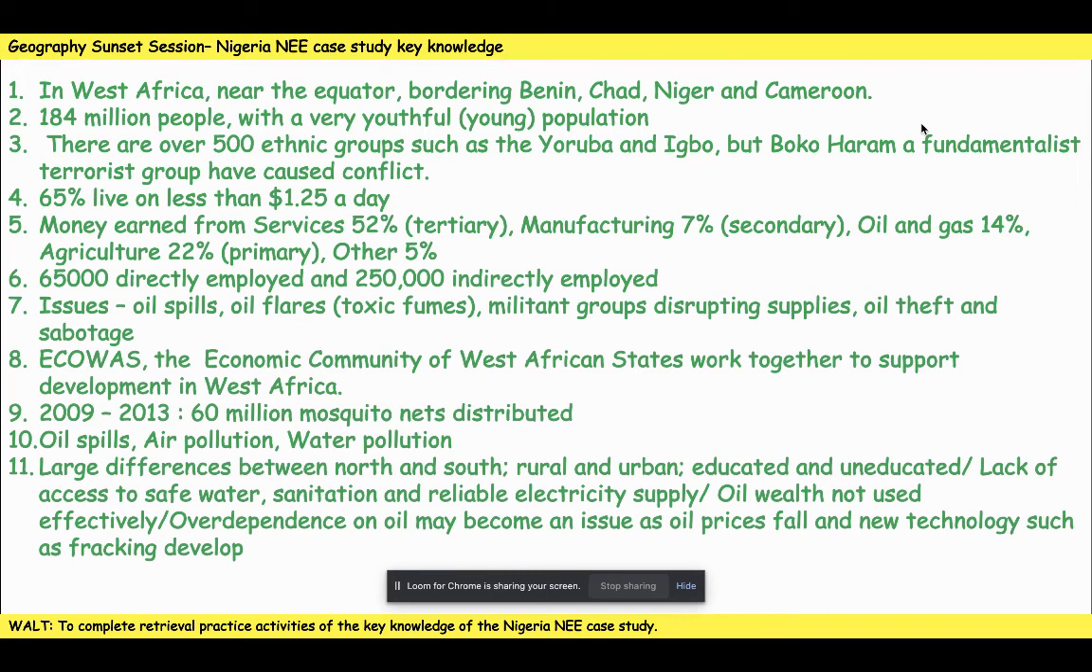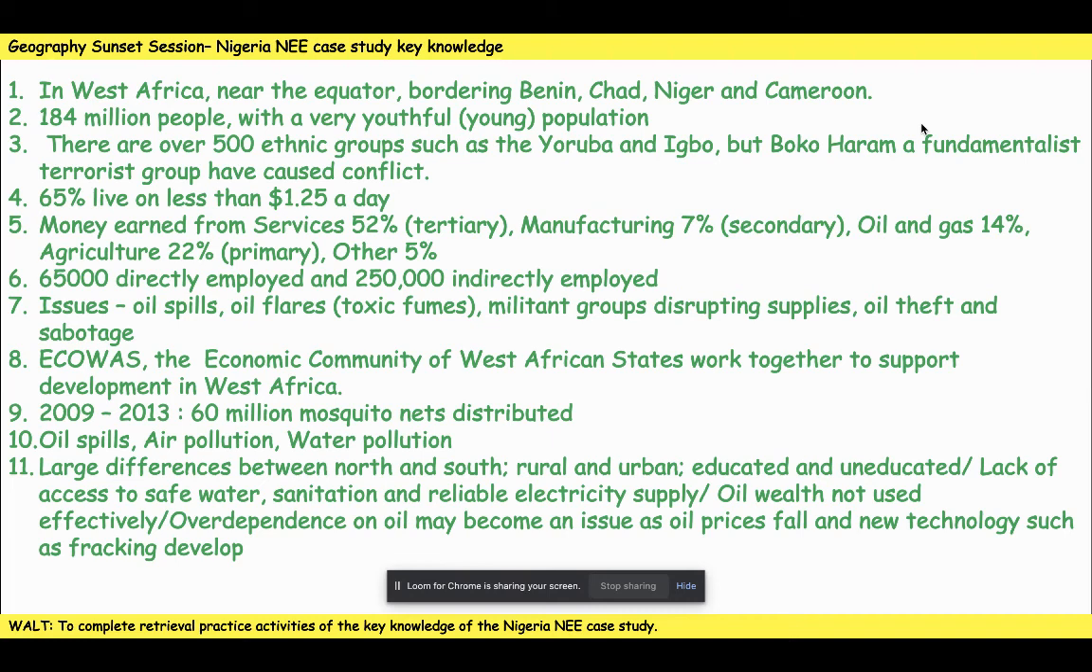And those are differences in terms of quality of life and standard of living. There are also issues in terms of people being educated and uneducated, again, exacerbated by those rural and urban divides. There are also lack of access to safe water, sanitation, and reliable electricity supply. And a really important one, oil wealth is not used effectively. So massive corruption in Nigeria, with the government not using the money that's gained from oil for top-down development.